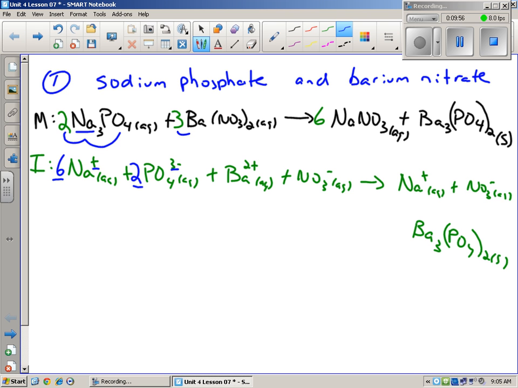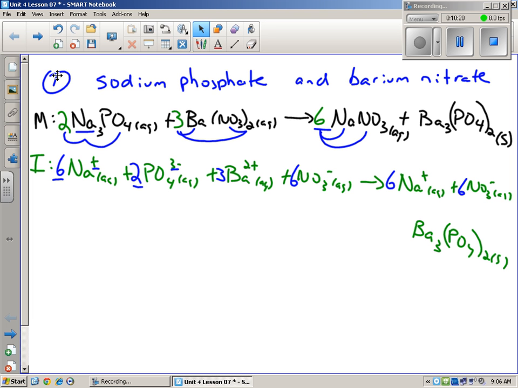Over here, we got 3 bariums, so 3 bariums. We got 6 nitrates, 6 nitrates, okay? On this side here, we have 6 sodiums and 6 nitrates, 6 and 6. And of course, there's just a 1 there for the barium phosphate, and we have barium phosphate there. And of course, it's stuck together because it's the solid, okay?